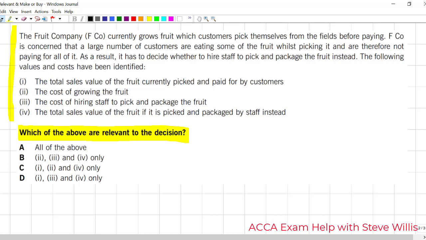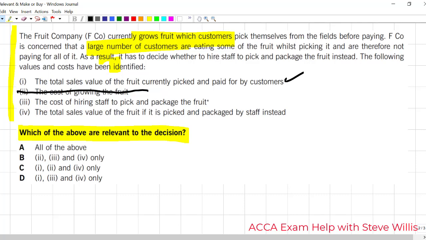We have a company that's growing fruit that customers pick by themselves. We're thinking of hiring people to do the packaging so that people don't eat the fruit. And the total sales value of the fruit currently picked and paid for by the customers. Well, that's interesting for me because it's going to change if we package it ourselves. Cost of growing the fruit. No, that is a fixed cost. The cost of growing the fruit doesn't change based on how we pick the fruit.